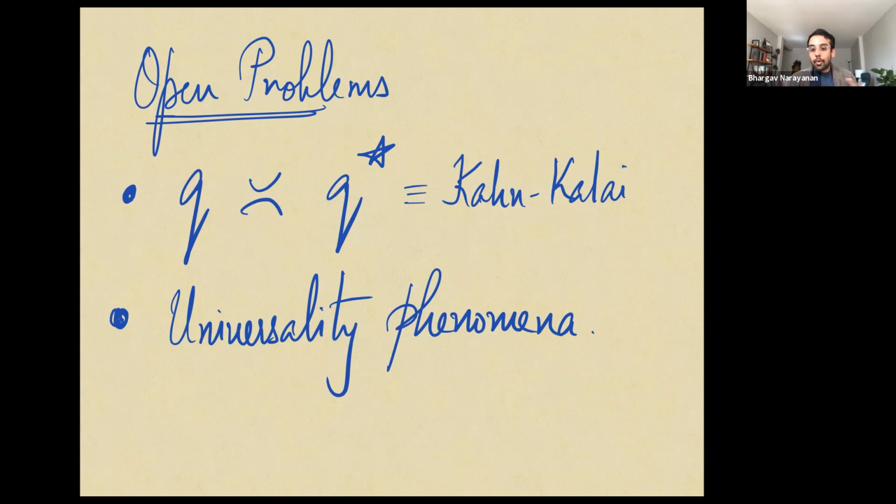In a similar sort of vein, the results that we've got should be strong enough in principle to answer questions of the following form, namely, take a random 3-uniform hypergraph, and you can ask, when will it contain a Steiner triple system?